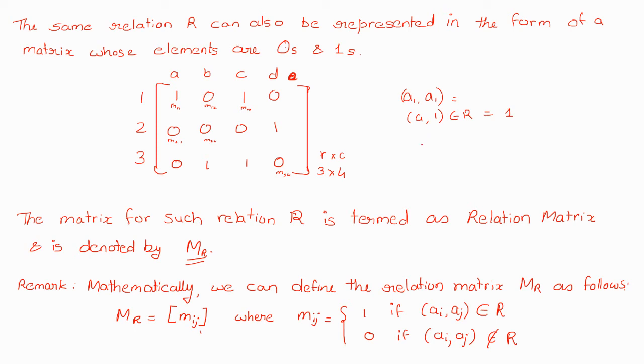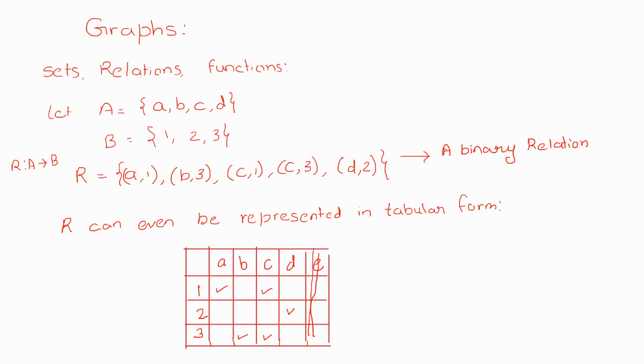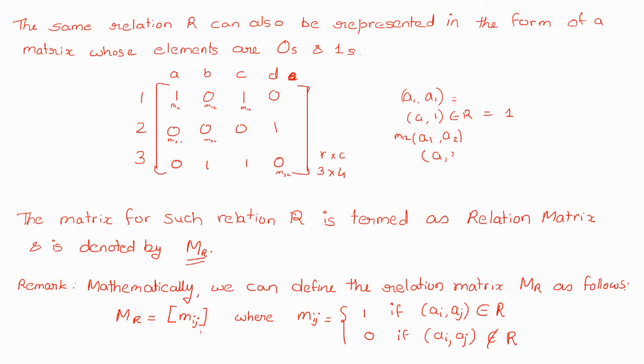Now if we go to see this, in place of M12, so that will be what? A1 comma A2. Now what is our A1? A1 is again our A, and what is our A2 in this case? That will be A comma 2. Now this does not belong to R. Yes, therefore again we have written 0 over there. Okay.